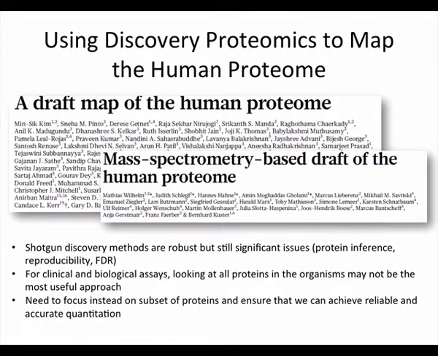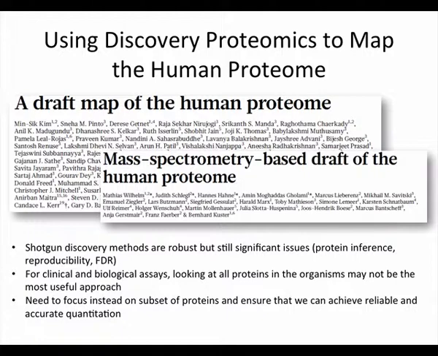So there's been a lot done to draft a map of the human proteome. Here are two papers that were recently published looking at the entire human proteome using this discovery style of mass spectrometry. These methods are robust, but there are still some issues like the protein inference we just talked about, also reproducibility and false discovery rate. So for people who are more interested in clinical and biological assays, this might not be the best approach, right?